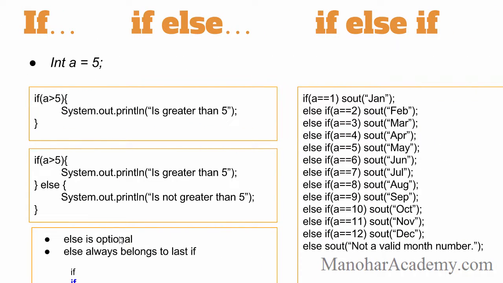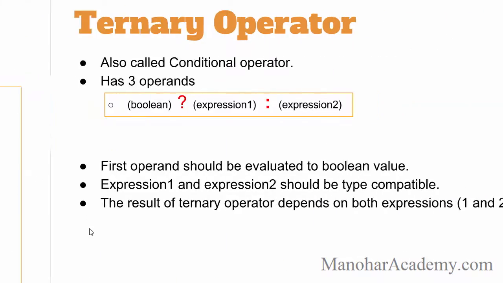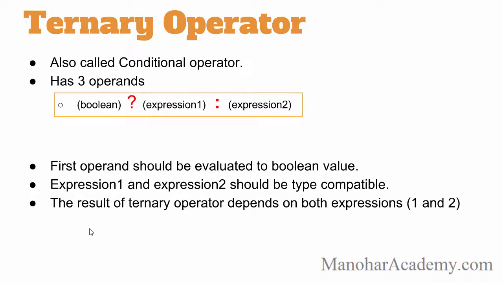Then we have looked at conditional operators or conditional statements. We have looked at simple if else, and if else if structures. Then we have looked at ternary operator, which has 3 operands. Also we have seen first operand should be a Boolean, and the result of this operation will be depending on both expression 1 and expression 2.